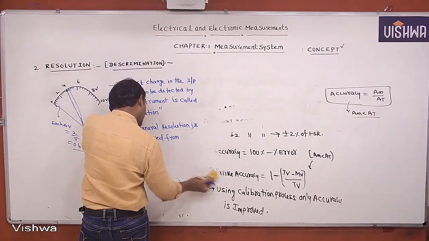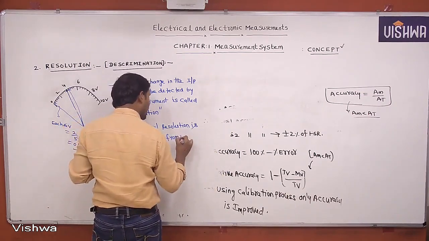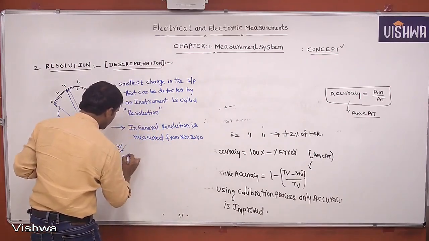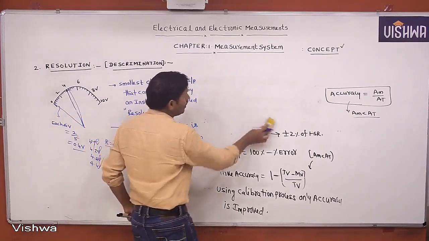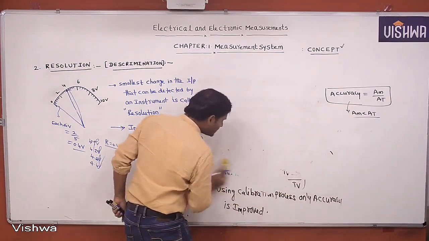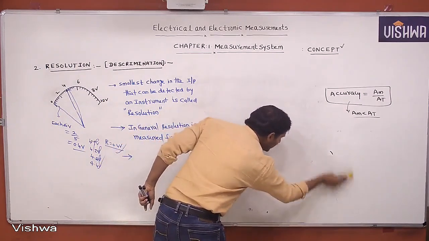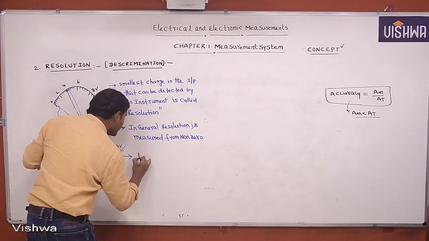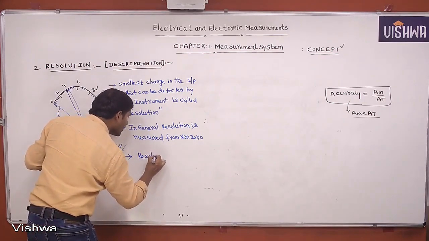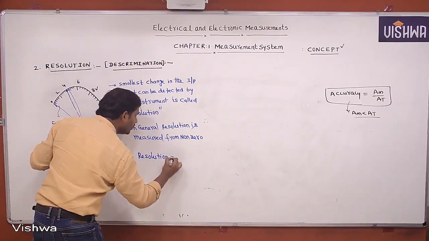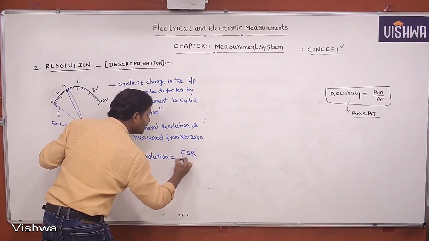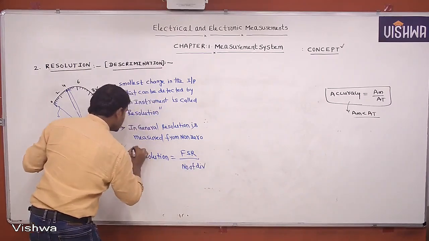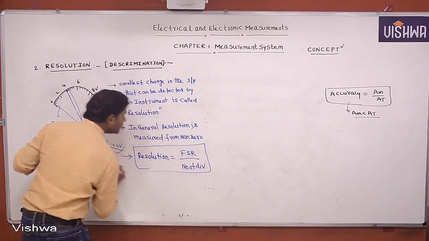In order to eliminate the effect of inertia, measure from non-zero. This point also you remember. One more point. As a formula, resolution is defined as resolution equal to full scale reading by number of divisions. Yes, full scale reading by number of divisions.